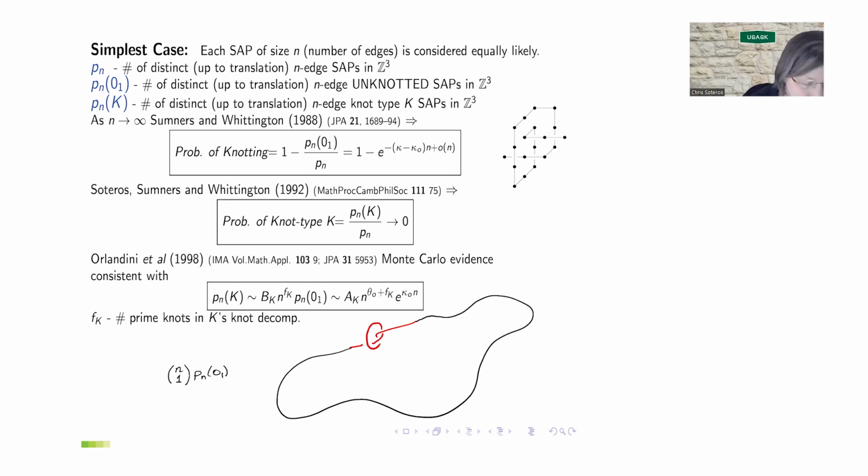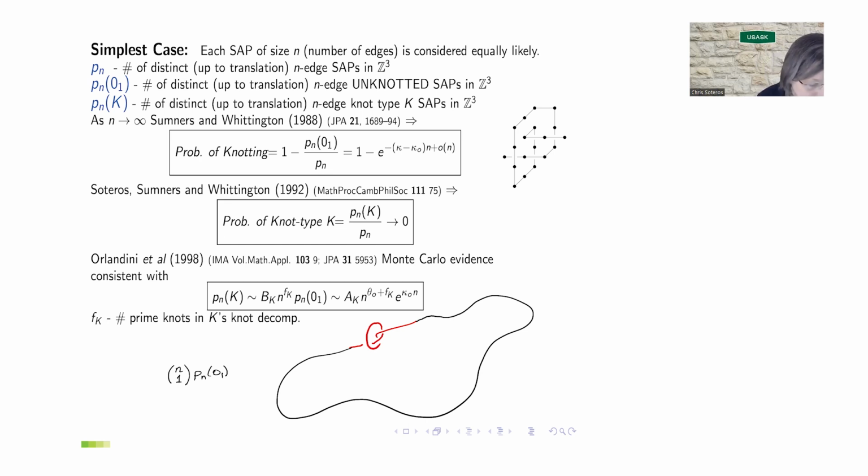Myself, De Witt, and Stu extended those arguments in the early 90s to show that the probability of knot type K, that is p_n of K over p_n, has to go to 0. Other than that, we don't have a lot of detail. We don't have a lot of results for p_n of K.